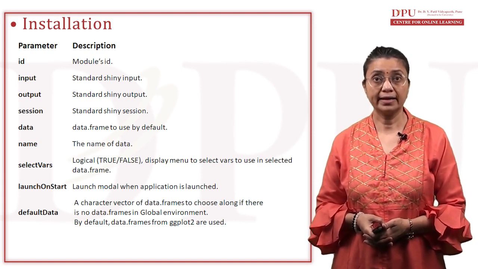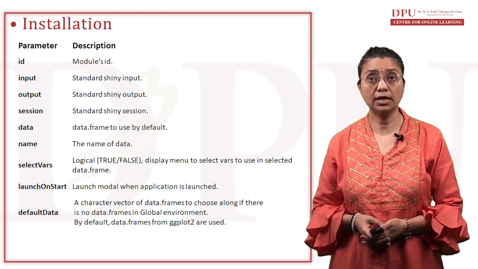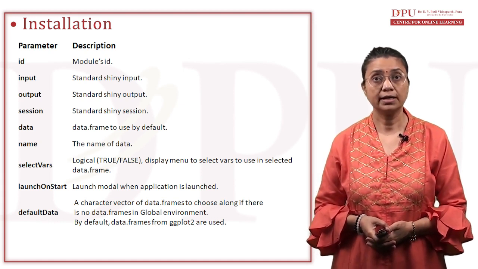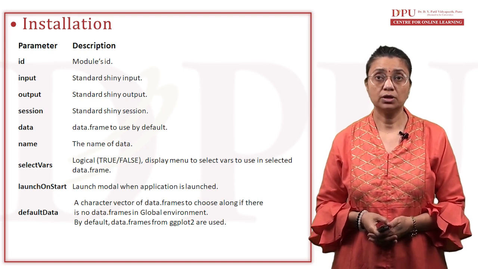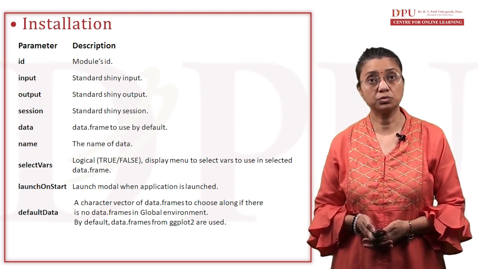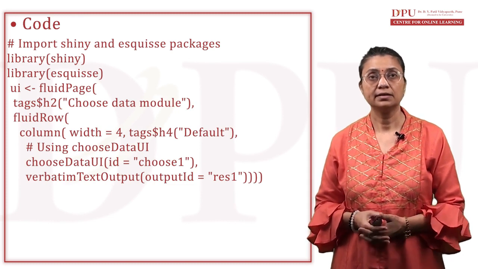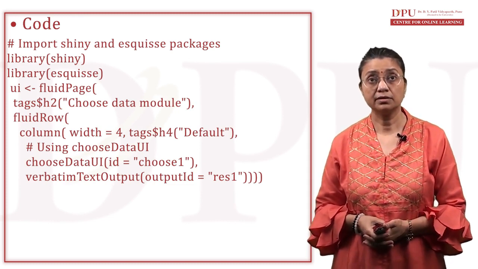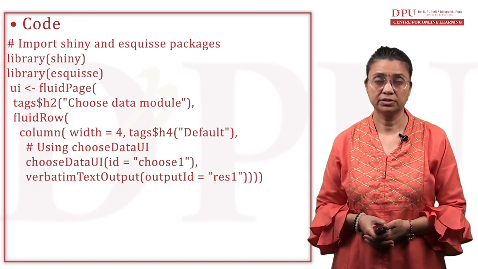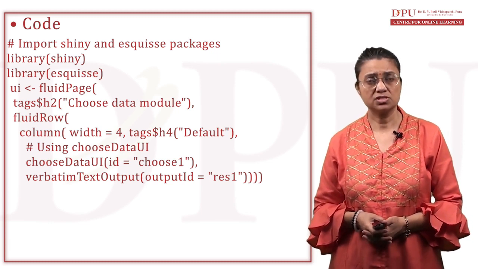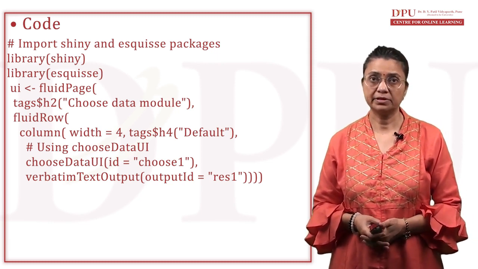Default data, a character vector of data frames to choose from if there are no data frames in the global environment. By default, data frames from ggplot2 are used. Import the Shiny and Esquisse packages. We have Shiny as the package we are loading from the library function. Likewise, the Esquisse package is again loaded from the library function.